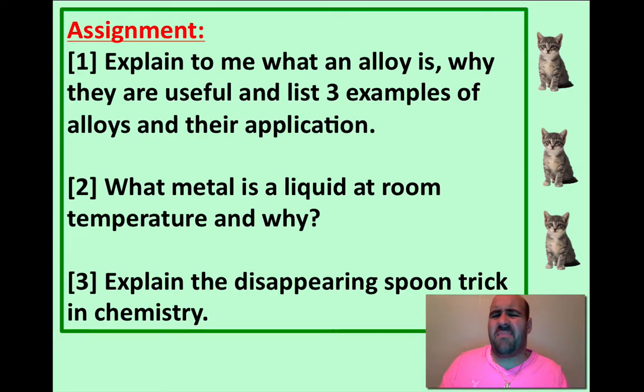And you have a brief assignment based on metallic bonding. Explain to me what an alloy is. Why are alloys useful? And list 3 examples of alloys and their application. What metal is a liquid at room temperature and why? The why part of this could get pretty interesting. So hopefully you enjoy looking at that. And explain the disappearing spoon trick in chemistry briefly. Just tell me what it is, what happens.